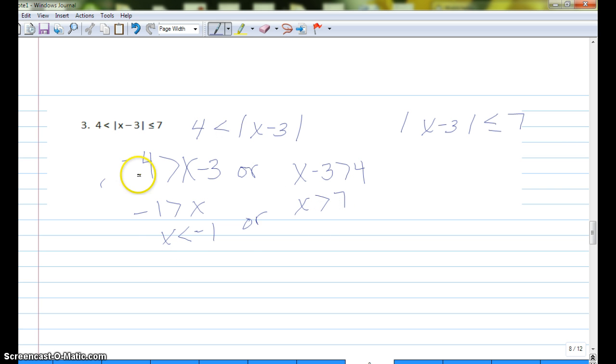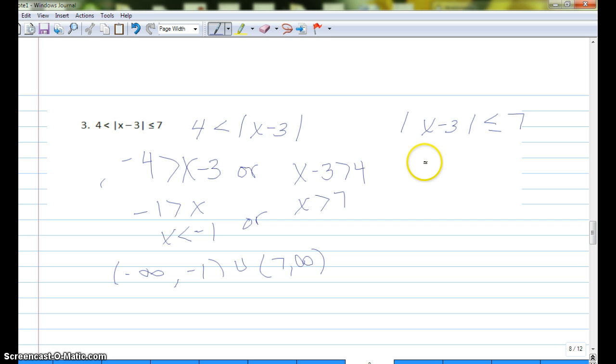Now for this part of the problem, x is less than negative 1. That would be negative infinity up to negative 1. And then the or means we're also going to do everything bigger than 7. So 7 to infinity. Now we solve this other part. We also need it to be true.